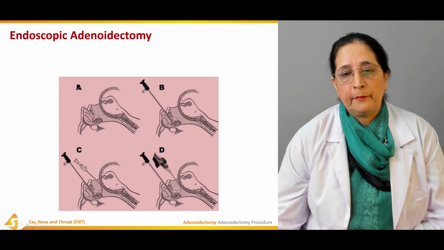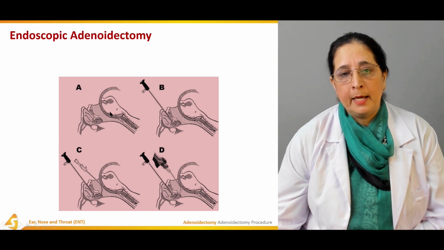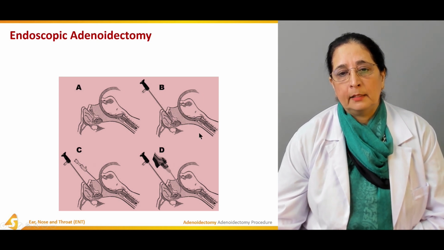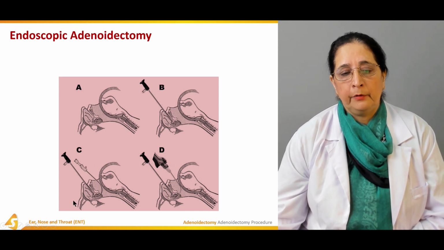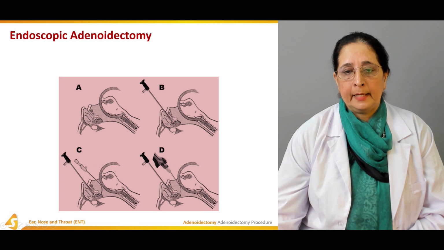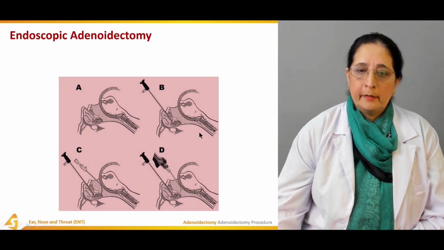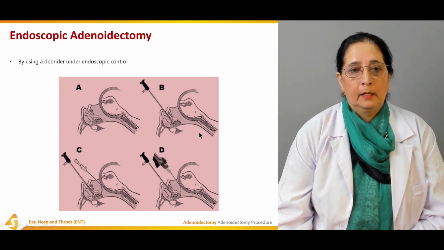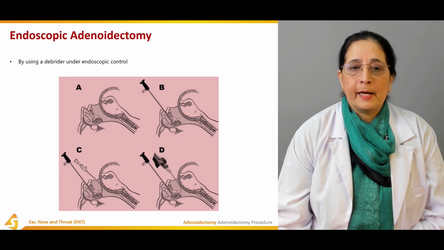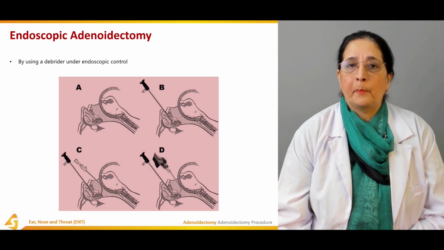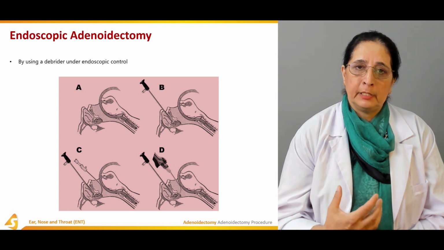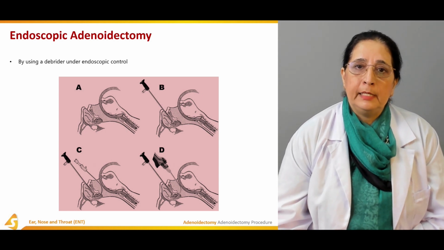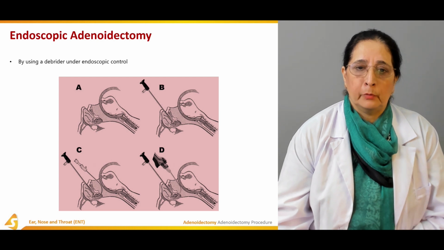Adenoidectomy can be performed. That's step A. And then we have the endoscope. Through the endoscope, the curette is inserted and then the adenoids are removed using a debrider under endoscopic control. So more visualization can be achieved with the help of the endoscope.